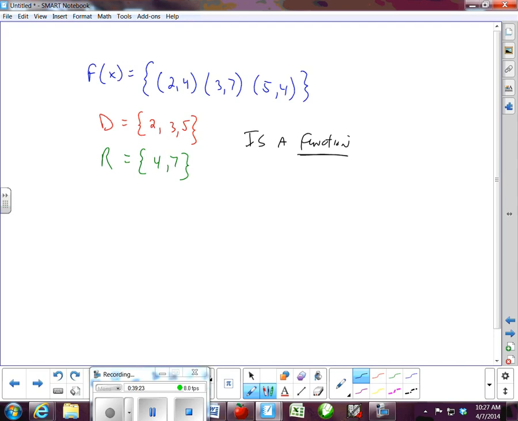In the way I taught you guys to help you remember, any guy can only date one girl. Now, girl 4 is dating 2 guys, but that's okay, because guy 2 is dating girl 4 and nobody else. Guy 3 is dating girl 7 and nobody else, and guy 5 is dating girl 4 and nobody else. That's okay, it works. That is a function.